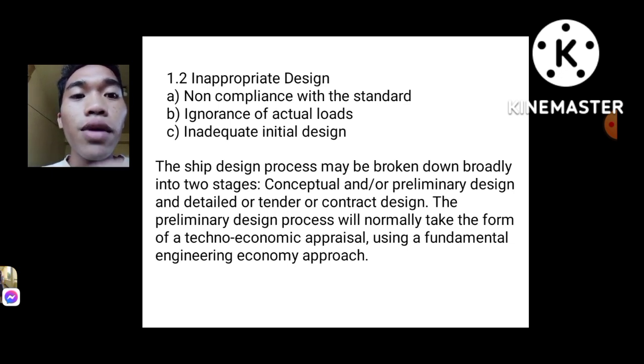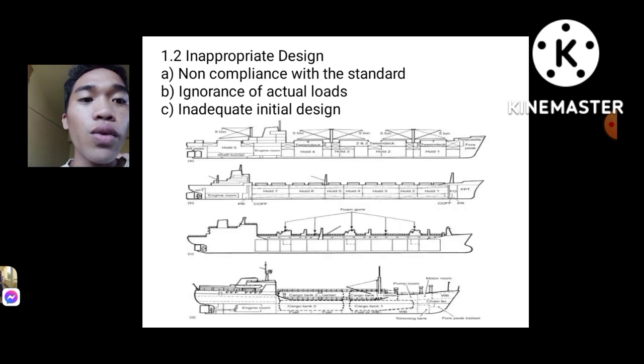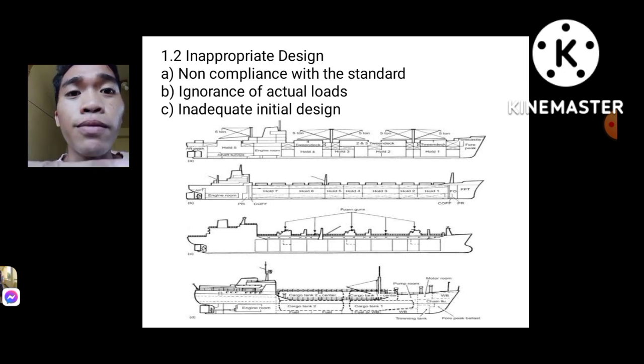The preliminary design process will normally take the form of techno-economic appraisal using a fundamental engineering economic approach. So we have an example picture. This is the ignorance of actual load or initial design of a ship, or having non-compliance with the standard steel plate or structural plate.